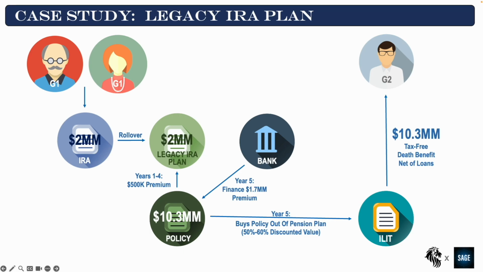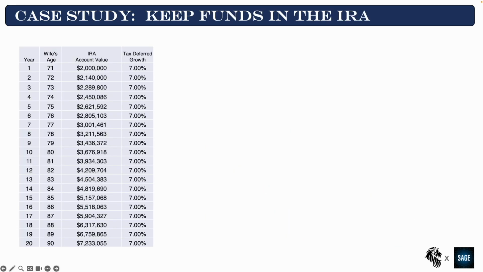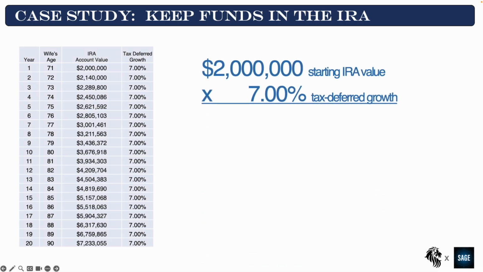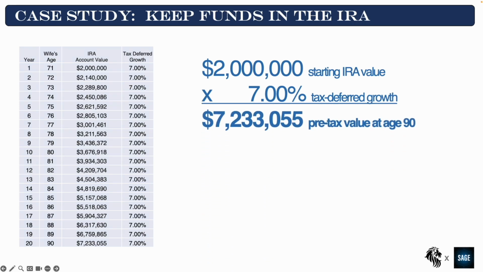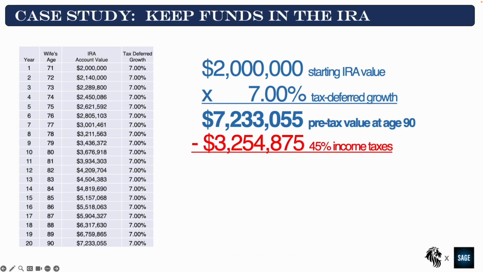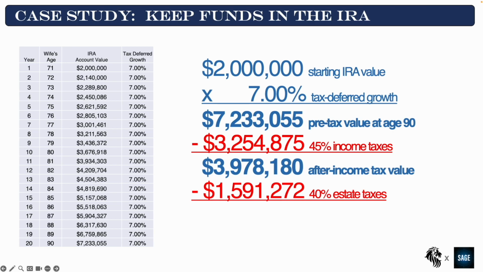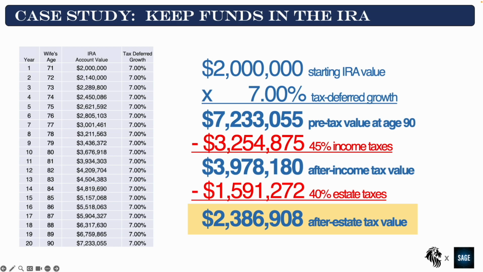To give you an idea of how this compares to leaving the money inside an IRA after the double taxation, here's what it looks like. With a $2 million starting IRA value, growing tax-deferred at 7%, at age 90, the IRA would have a gross value of $7.2 million. But after 45% in income taxes, the net value would only be $3.9 million. But that's not it. There would still be 40% in estate taxes due, which means that after 20 years, their kids would only get $2.3 million. After 20 years of tax-deferred growth, earning 7% every year with no down years.